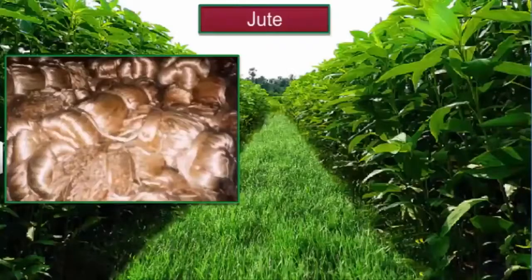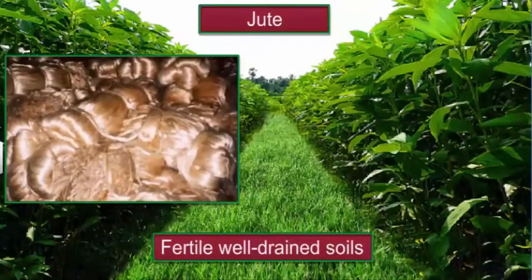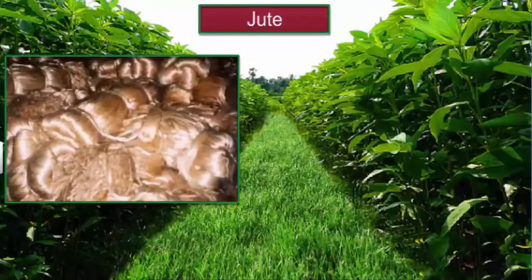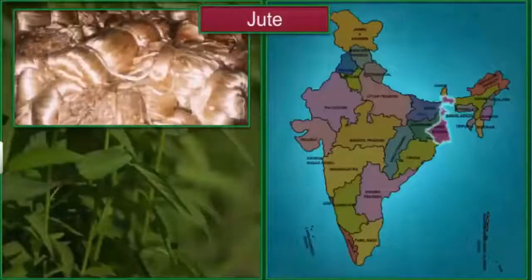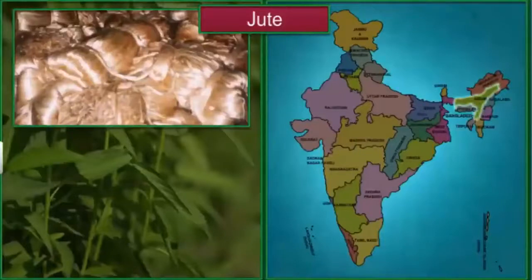Jute grows well on fertile, well-drained soils in regions where floodwaters renew the topsoil every year. The crop requires a high temperature for proper growth. West Bengal, Bihar, Assam, Orissa and Meghalaya are the major jute-producing states in India.